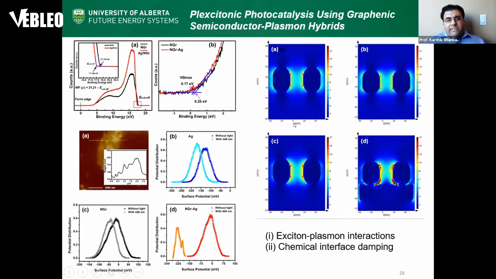What happens is, when you have the silver nanoparticles, there's the possibility of exciton plasmon interactions, because the nitrogen doped graphene does have an exciton. It's a low band gap semiconductor. It has a weakly bound exciton, and that can interact with the silver plasmon. And chemical interface damping is facilitated because of the strong interaction of the exciton with the plasmon. So we used a variety of methods here, ultraviolet photoelectron spectroscopy and Kelvin probe force microscopy, which showed a distinct photoresponse upon photoexcitation in these hybrids, the silver nanoparticles decorating the nitrogen doped graphene.